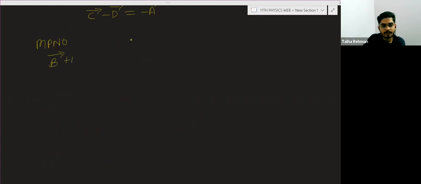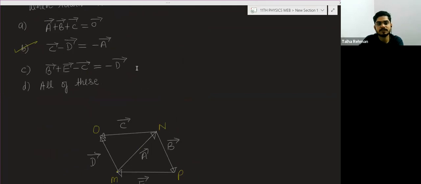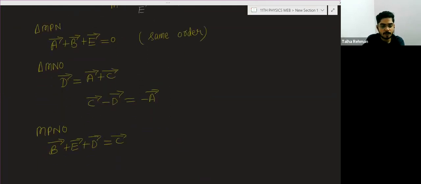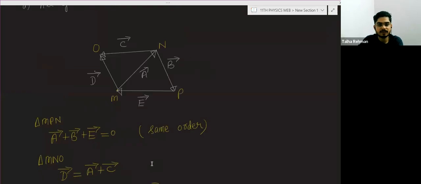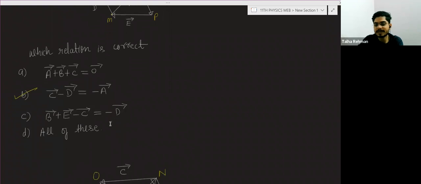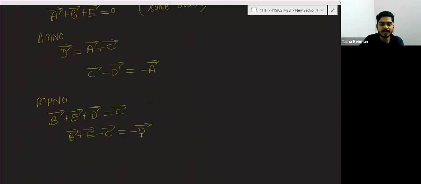B vector, E vector, D vector is equal to C vector. From the option, this is given B plus E minus C equal to minus D. So B vector plus E vector, this minus C will come this side. This will become minus of C vector is equal to minus of D vector. See, this is there in this option: B E minus C and minus D. So I think this option is also right.